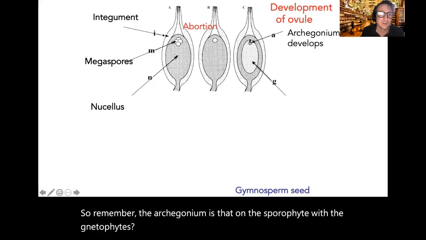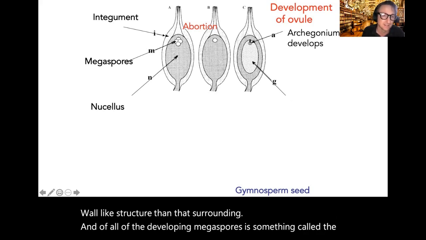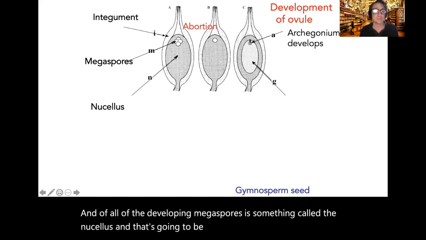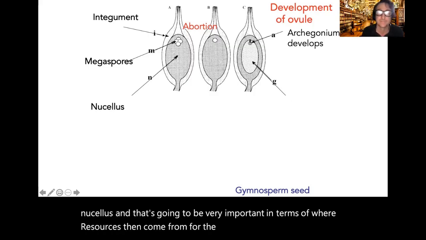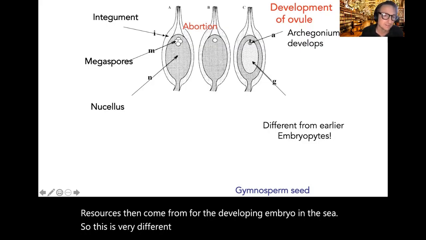So this wall-like structure surrounding all of the developing megaspores is something called the nucellus. That's going to be very important in terms of where resources come from for the developing embryo in the seed. So this is very different from earlier embryophytes.